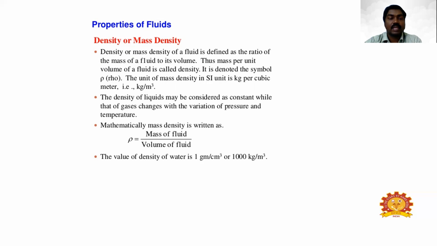The density of water is 1 gram per centimeter cube, or 1000 kg per meter cube. So we have converted the units. Always converting the units is very important for calculating the properties of fluid. In this chapter, we are going to cover the conversions of all the units.